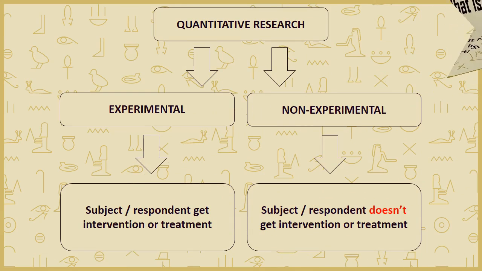In quantitative research, there are two models. The first is experimental and the second is non-experimental. In experimental, the subject or respondent gets an intervention or treatment, and in non-experimental, the subject or respondent doesn't get an intervention or treatment. In other words, it can be described as being in a natural condition, naturally.